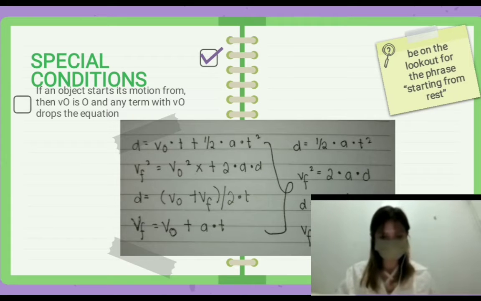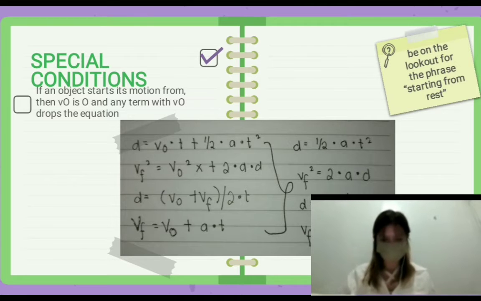Another thing you should be aware of, as you see others such as your friends, your enemies, or your teachers using these kinematic equations, is that on occasion there are special conditions that alter the form of these equations.